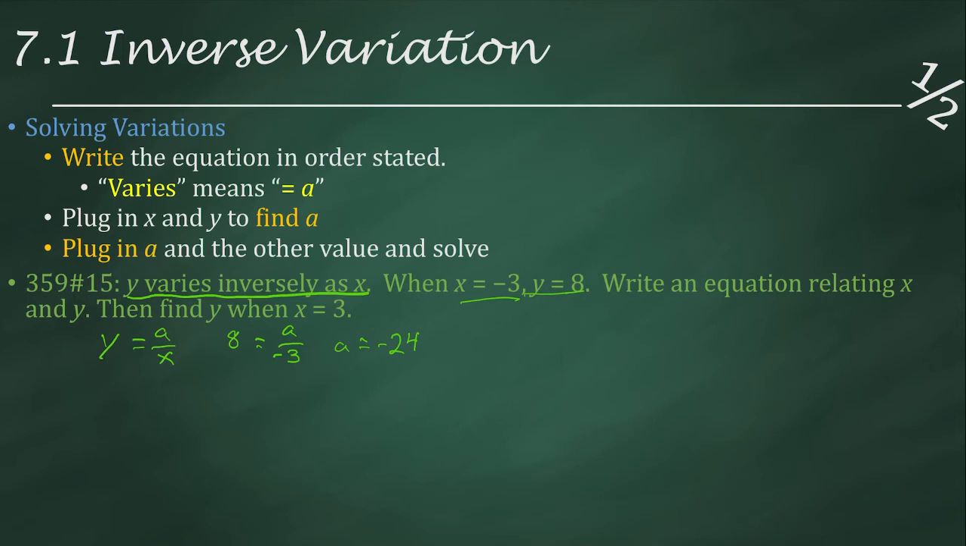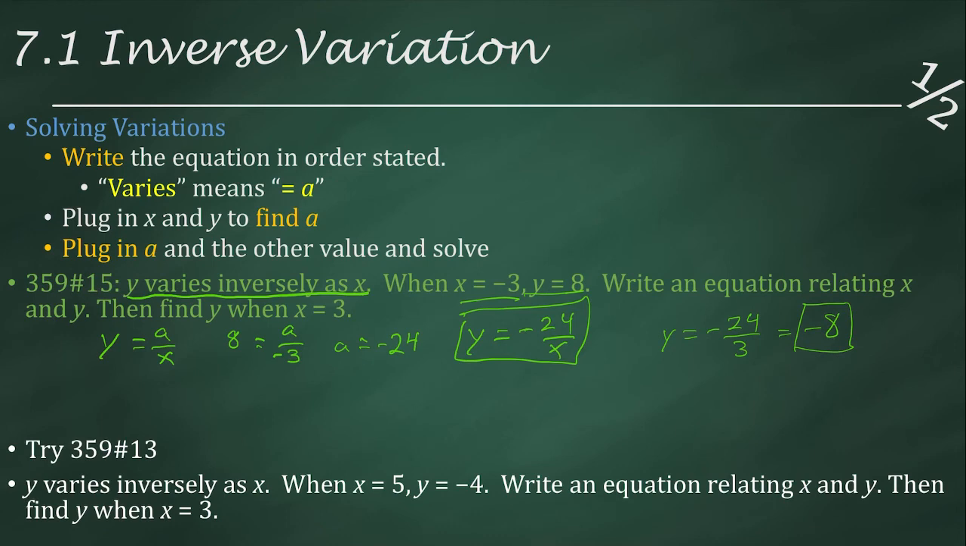And now we're going to write our equation. So it's y equals a over x. So there's our equation. And now we need to find y when x is 3. So plug in a 3 for the x, and you should get negative 8.